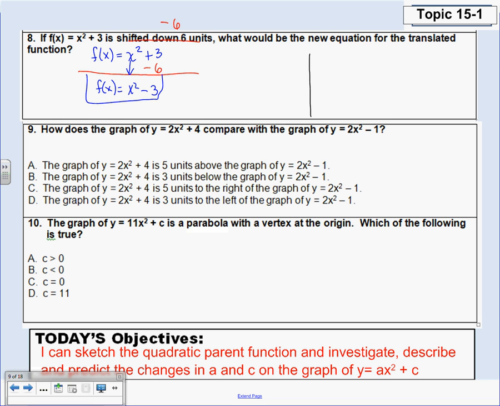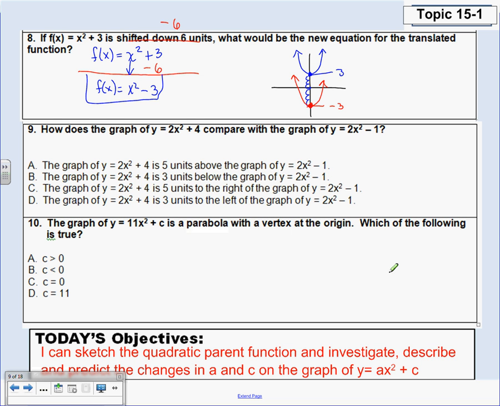I could also draw a little sketch. It says my original is at x squared plus 3. That tells me, hey, I'm starting out 3 above the origin. It now wants me to shift down 6 units. Well, I know to get back to the origin, I have to go down 3. And so that's 3. I need 4, 5, 6. Here's going to be my new vertex after moving down 6. And I see that is now at the -3 point. And it does match what I just did algebraically.